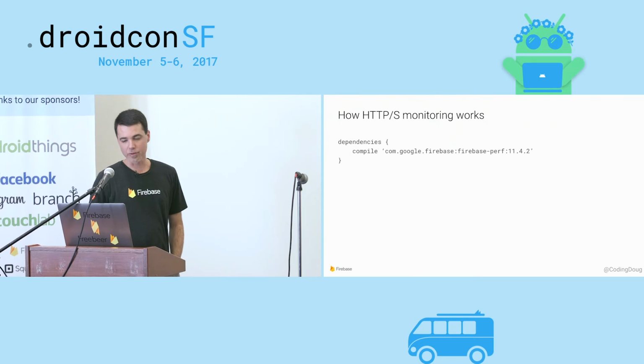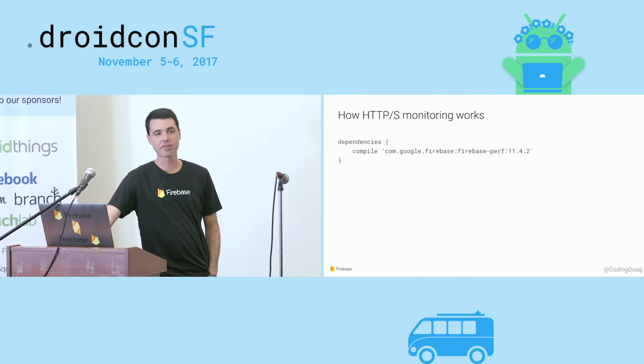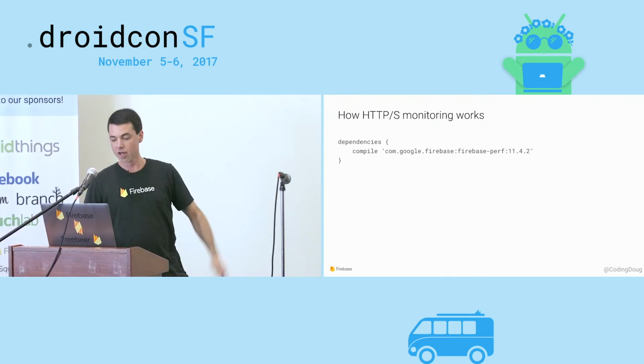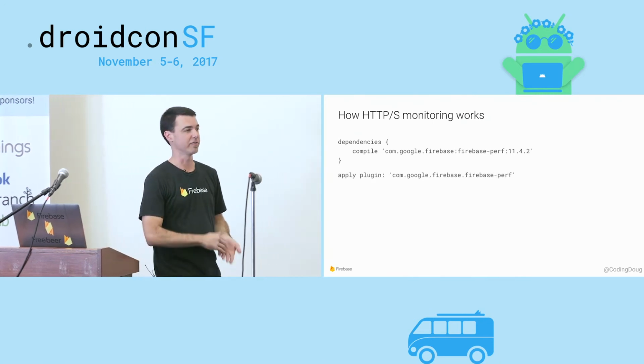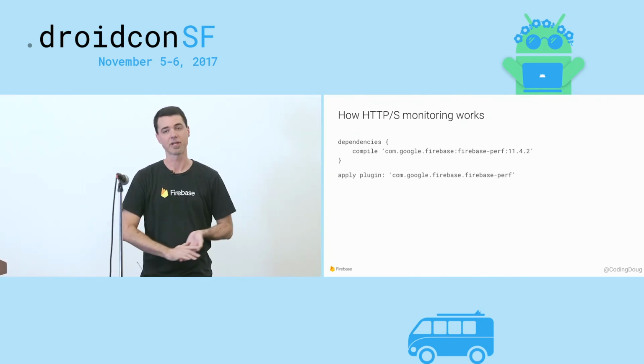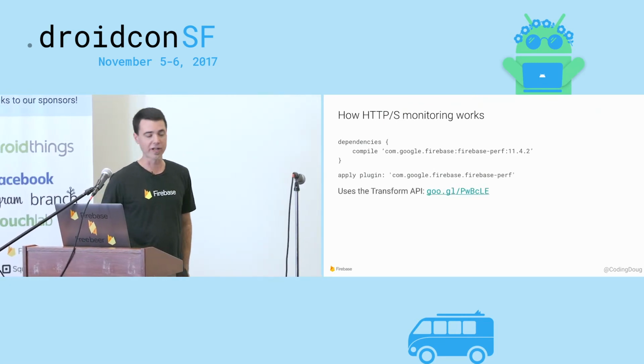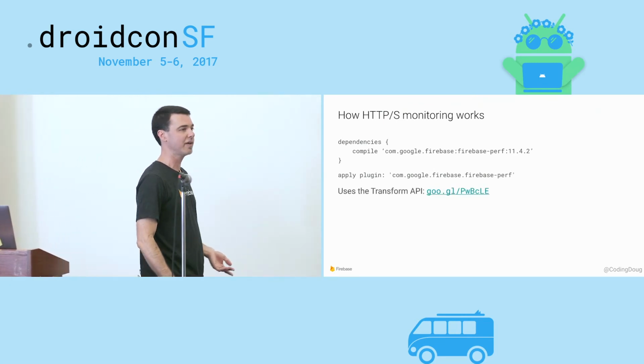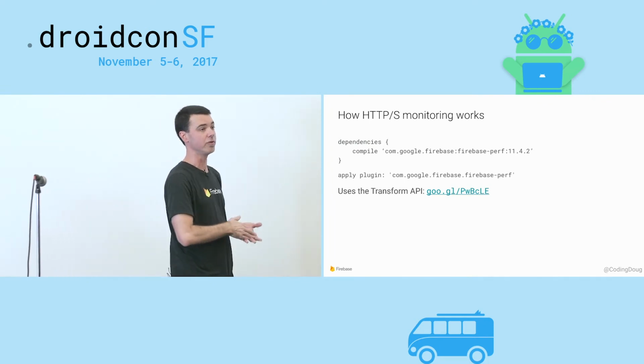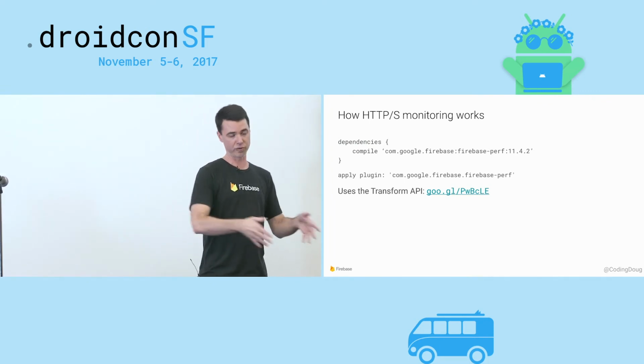Let's see how this actually works in practice. You pull in the SDK. So this is the runtime component, but you also need to apply a plugin. This is the plugin that does the bytecode manipulation. If you're wondering how that works, internally, it uses something called the Transform API. This is a way that you can integrate into the Gradle build using the Android plugin.